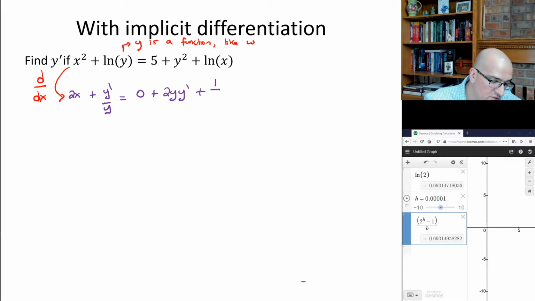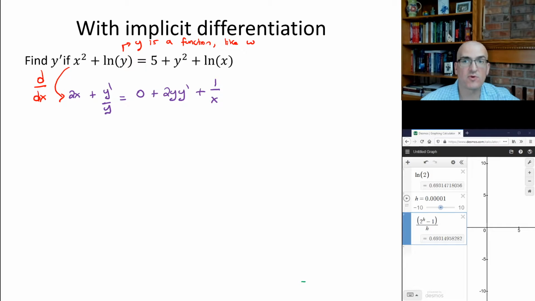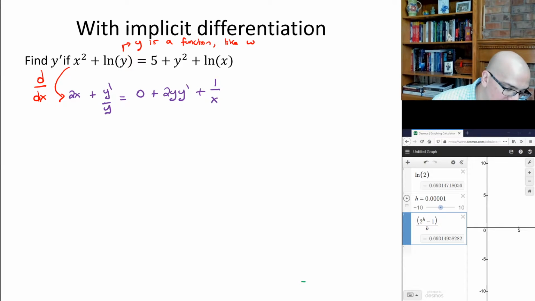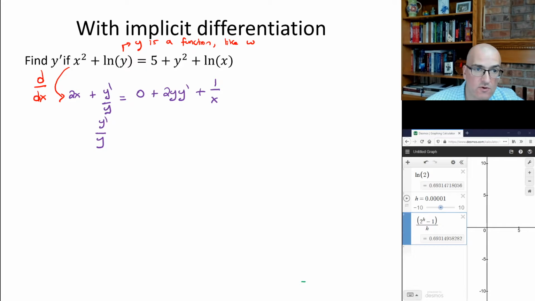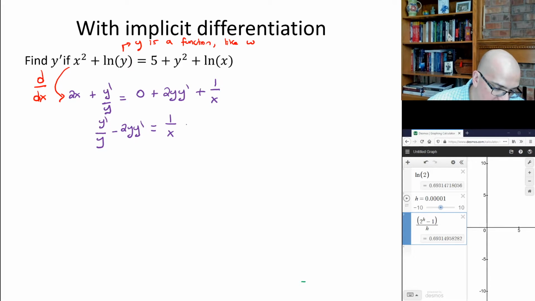Now we have to do the sorting step. We have to sort y prime pieces, keep those parts on the left-hand side, pieces without y prime, keep them on the right-hand side. So the y prime over y, that can stay. The 2x has to go over, so it'll shift. And then the 2y, y prime has to be subtracted from both sides to bring it over to the left. So minus 2y times y prime. The 1 over x can stay, and I subtracted 2x from both sides. So now that's over there.